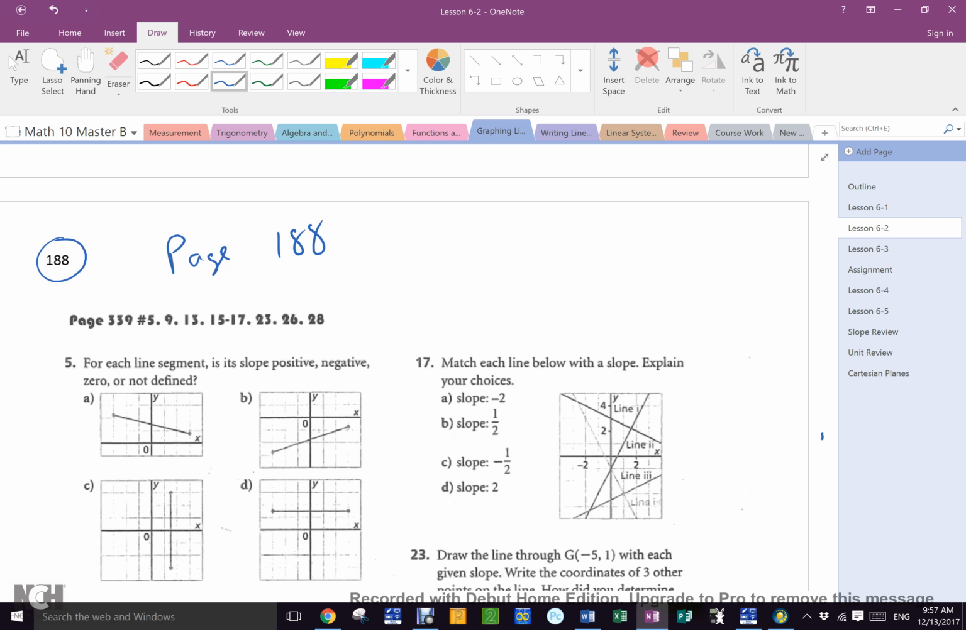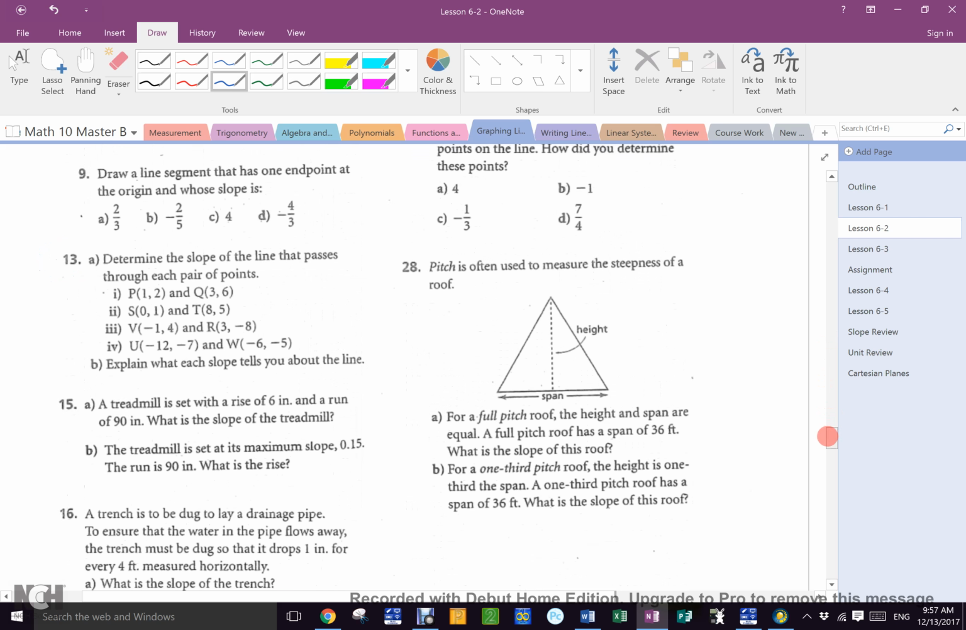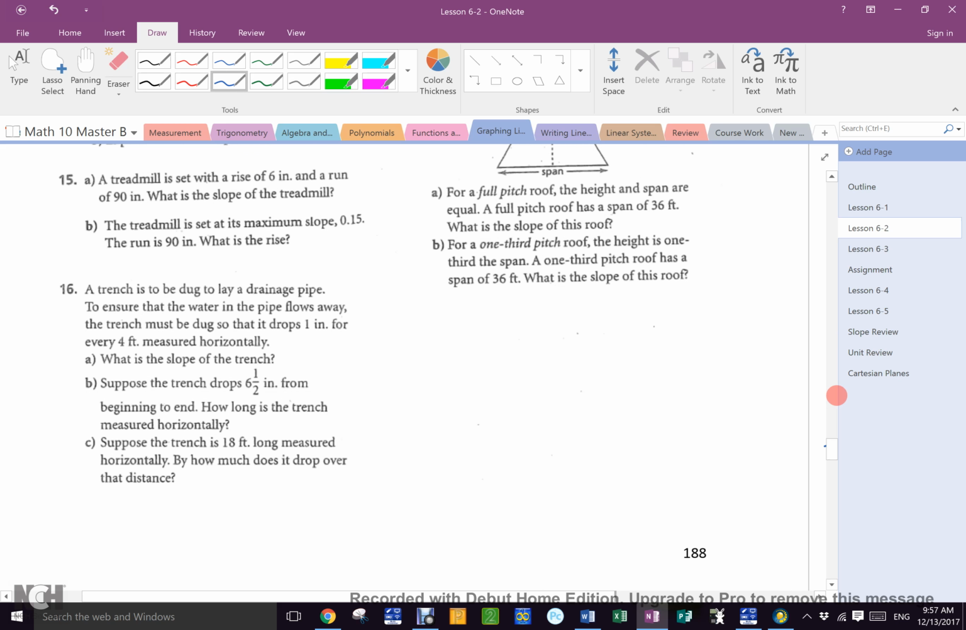He asked doubly hopefully. Jasreet? 16. A trench is to be dug to lay a drainage pipe. To ensure the water flows, the trench must drop 1 inch for every 4 feet measured horizontally. So the pipe must go down, right? And it must go down 1 inch for every 4 feet.